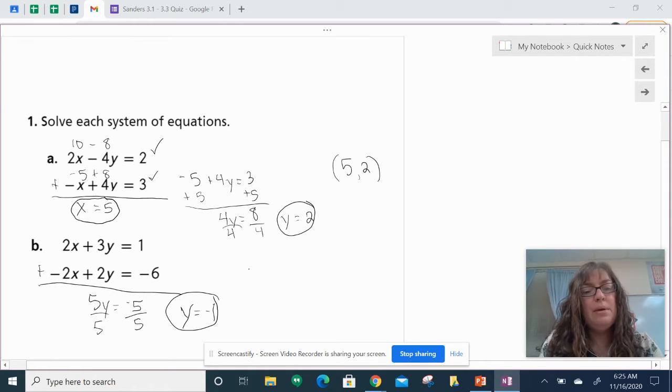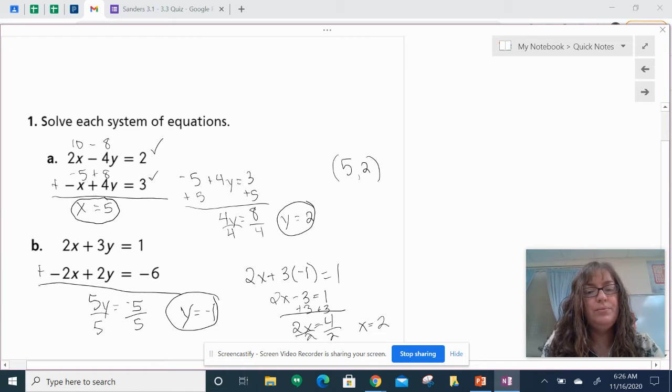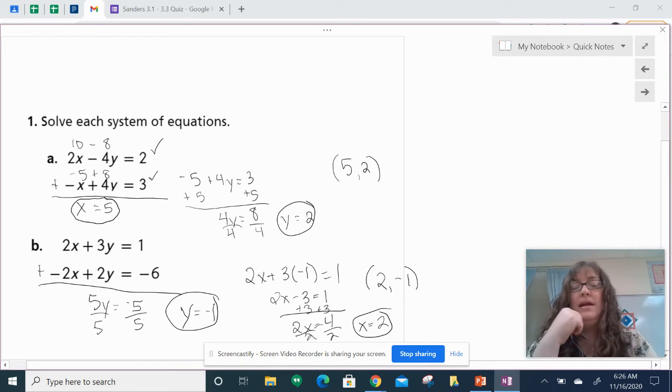So I'm using the top equation, and I'm going to have 2x plus 3 times negative 1 is equal to 1. So I've got 2x minus 3 is equal to 1. And if I add 3 to each side, I end up with 2x is equal to 4. And divide by 2, and I get x is equal to 2. So again, my solution, don't forget, x comes before y, is (2, -1).